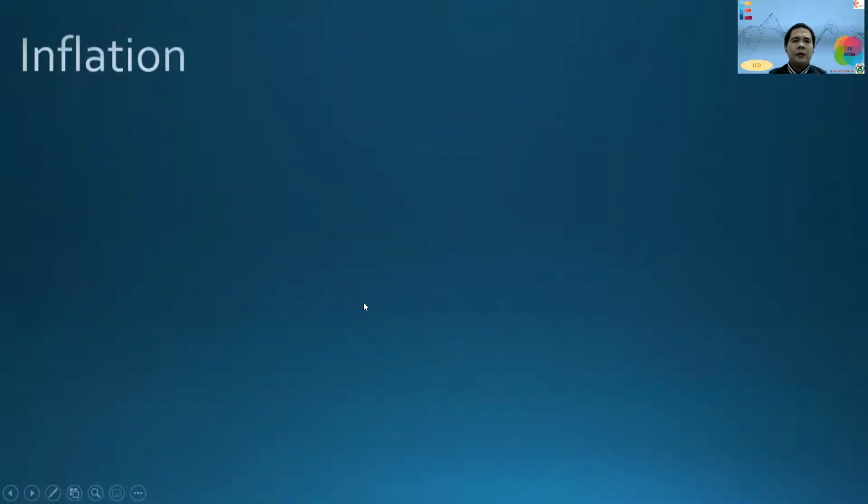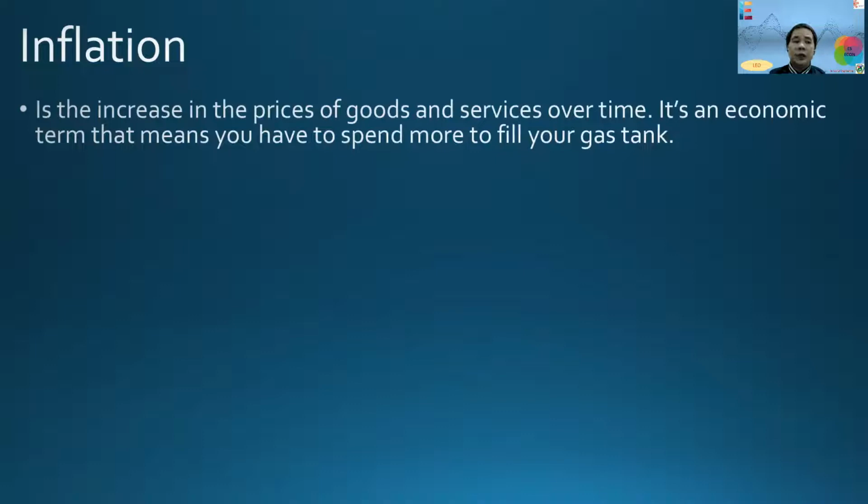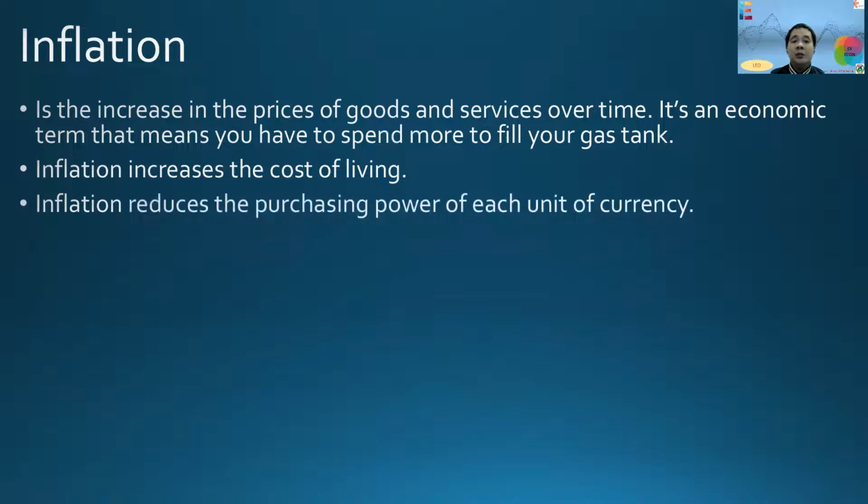So anyway, what's inflation? Inflation refers to the increase in the prices of goods and services over time. It's an economic term that means you have to spend more to fill your gas tank. Inflation increases the cost of living, and inflation reduces the purchasing power of each unit of currency. So what you are purchasing right now, you cannot purchase next year at the same price.